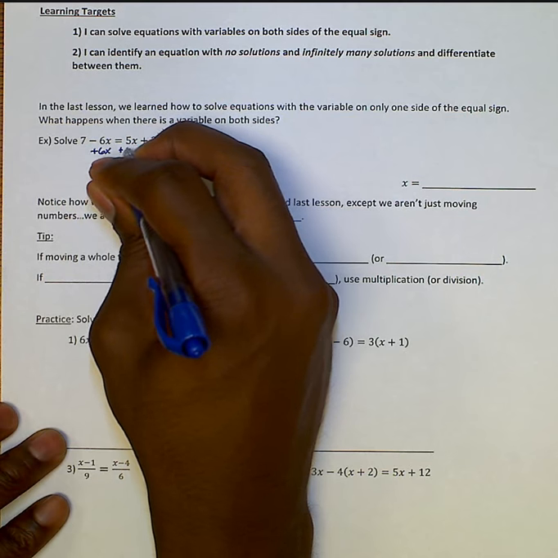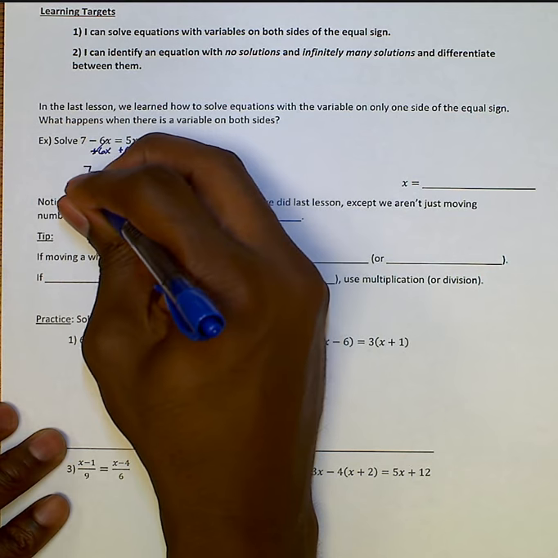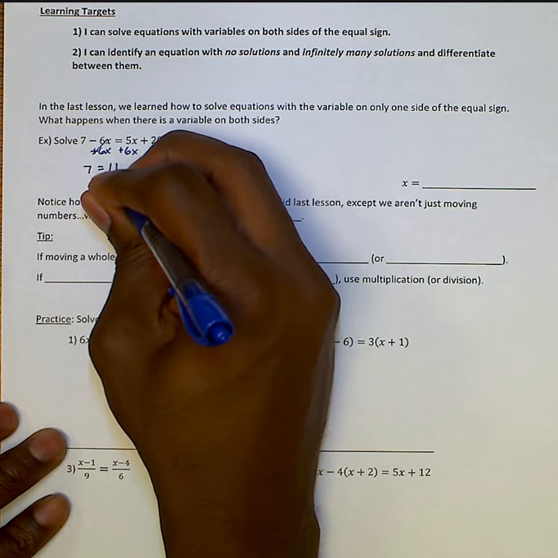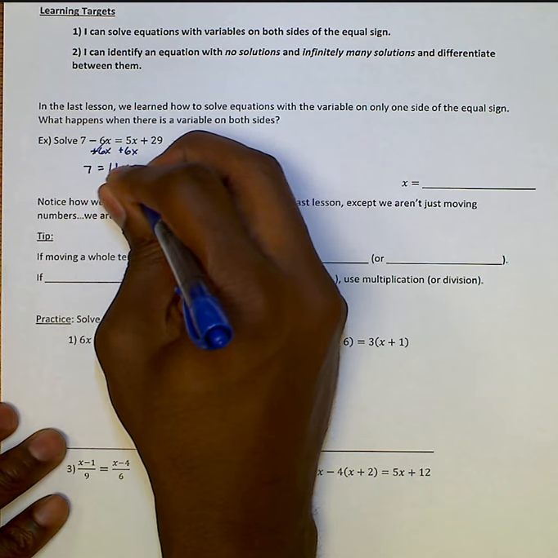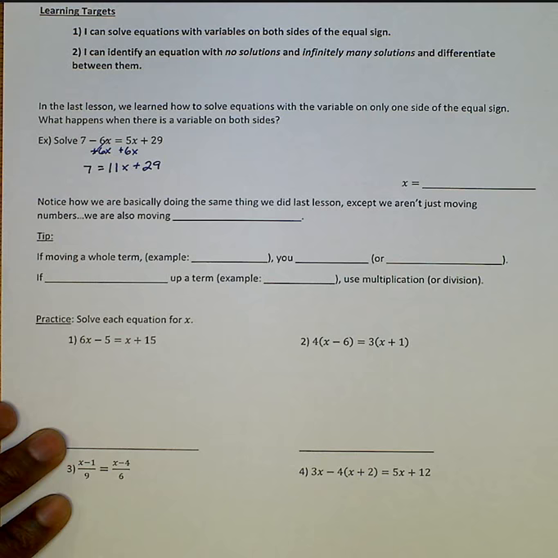So I'm going to add 6x to both sides. 7 equals 11x plus 29. Okay? So I got all the x's on one side. Now I want to get it by itself. I'm going to subtract 29 from both sides.